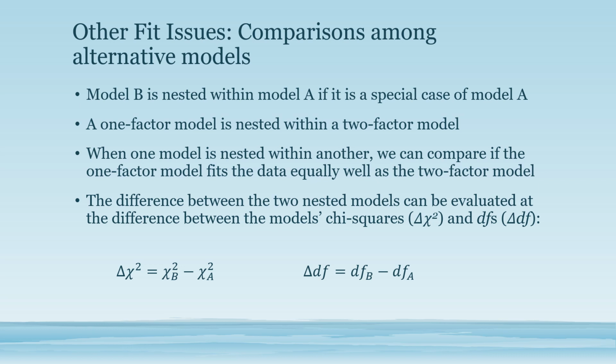That is, we compute the chi-square for model A, the one-factor model. We also compute the chi-square for model B, the two-factor model. Delta chi-square equals chi-square B minus chi-square A, and delta degree of freedom equals degree of freedom B minus degree of freedom A. With the chi-square and degree of freedom, we can check if delta chi-square is significant. If it is significant, it means that the two-factor model fits the data significantly better than the one-factor model. In other words, we should retain the two-factor model and reject the one-factor model.